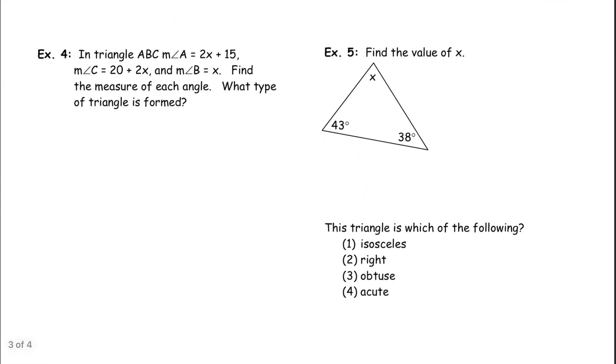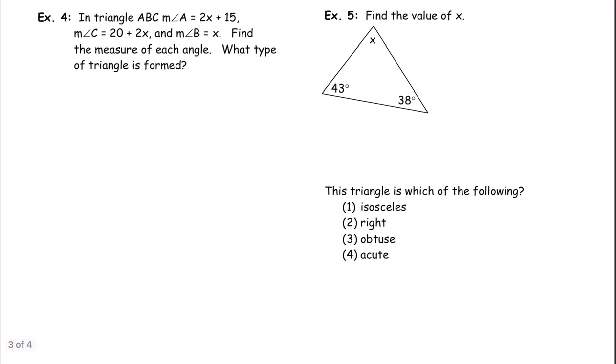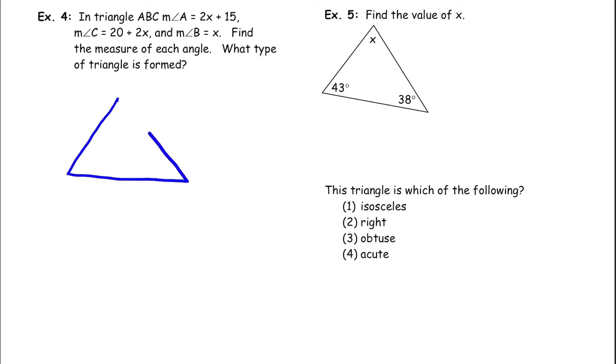All right, so now this is probably one of the more challenging examples we do because there's no diagram. Remember, in geometry, you always have to have a diagram. So this says here in triangle ABC. So I'm just going to sketch a random triangle and label it ABC.